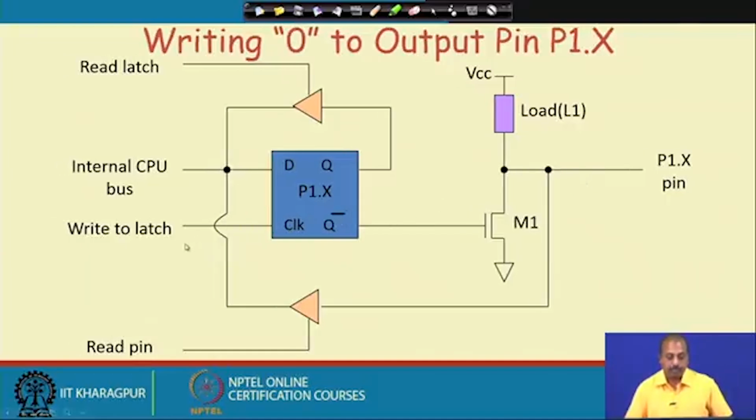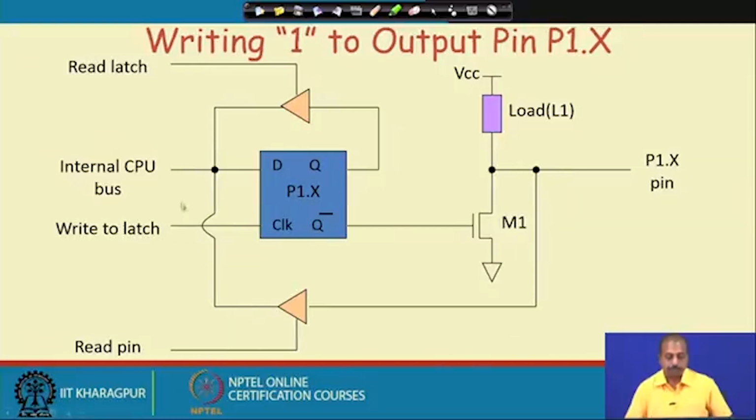We can write a 1 here. To write a 1 to this pin, we put a 1 here. So, this D latch and this write to latch signal is activated. So, this D bit becomes 1, Q becomes 1, and Q bar becomes 0. When Q bar is 0, it is connected to the gate of this transistor. So, the gate of the transistor is getting 0, so this transistor is turned off. If you measure the voltage at this point, you will get high. Accordingly, you will get a 1 at this point.